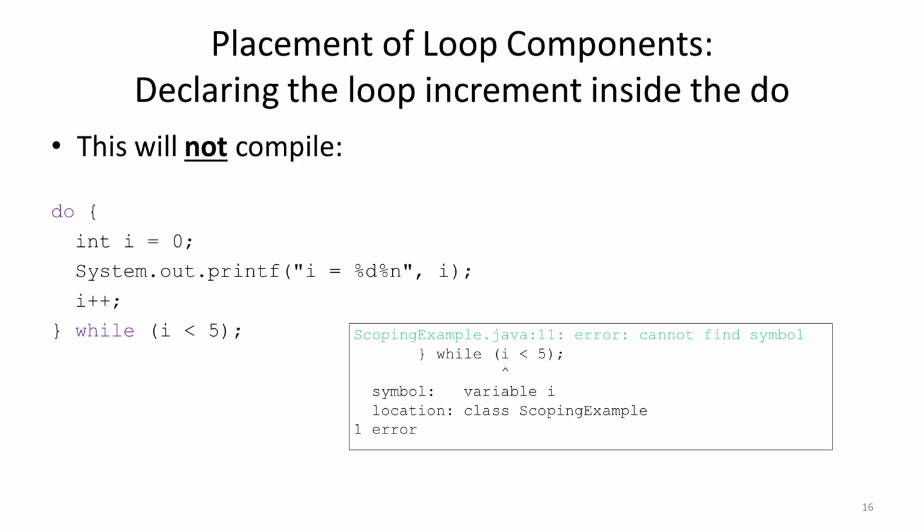It will say error, cannot find symbol, and if you read the error message carefully, it's going to have a caret at the i. So Java is going to tell you an error, and it's going to say it doesn't know what this variable i is. Because the variable i was declared inside the do block, i can only be used up to the closing curly bracket, and this applies to any variable that you declare inside the do block.